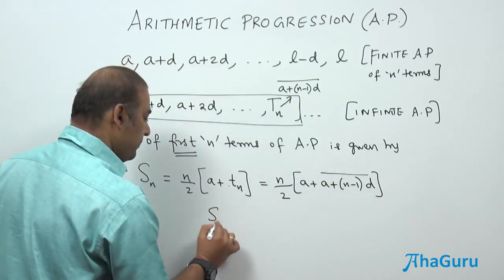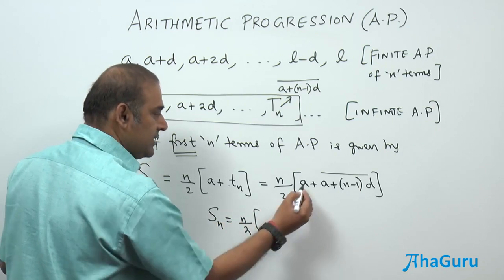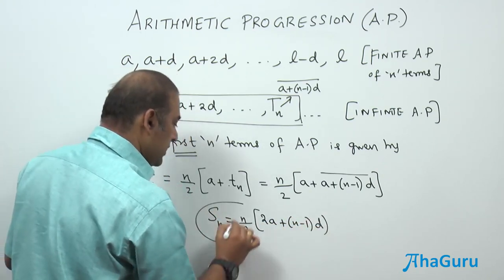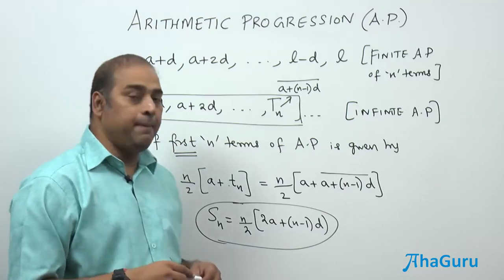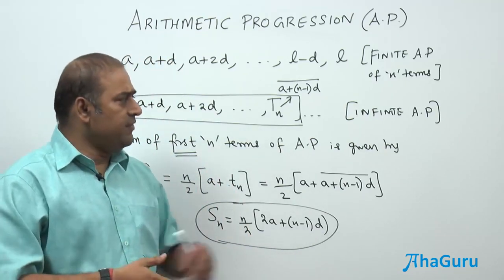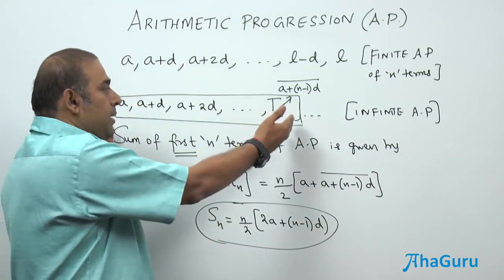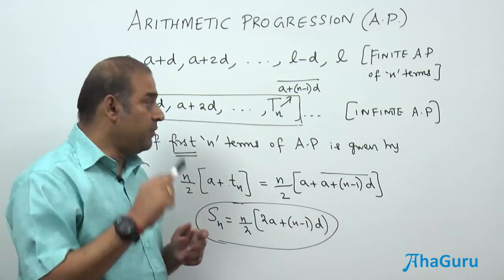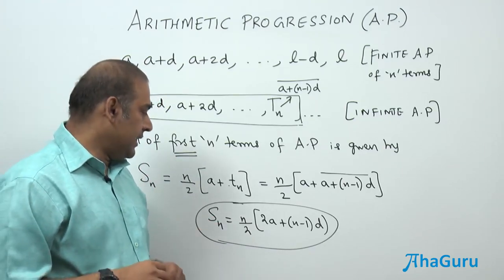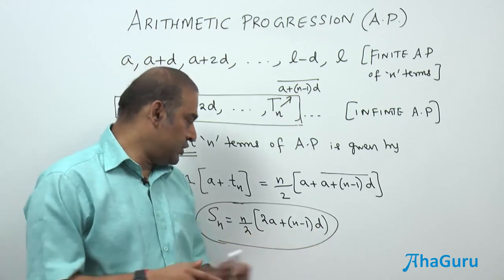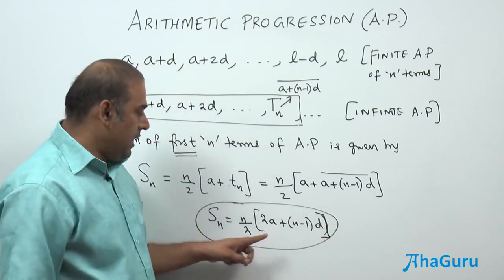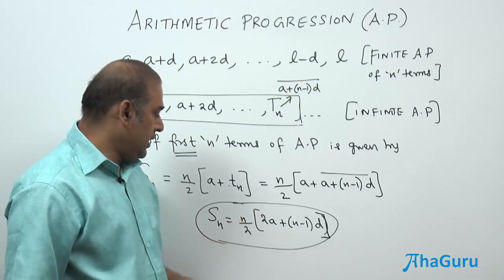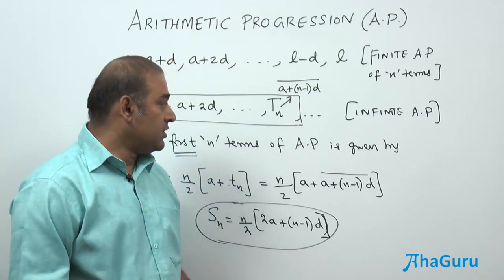This can be simplified. Sn is equal to n by 2 into, you can see there is a plus A, so it becomes 2A plus n minus 1 into D. Therefore, the sum of the first n terms of an AP can be thought of this way: even if it is an infinite AP, you can think that the finite AP is a part of an infinite AP which contains n terms, and just apply the formula we have done for a finite AP, and you get the result Sn equals n by 2 into 2A plus n minus 1 into D, where A is the first term, n is the number of terms you are selecting for the first n terms of the AP, and D is the common difference. So this is the other formula for the sum of the first n terms of an AP.